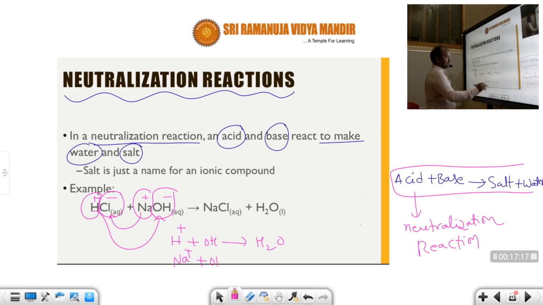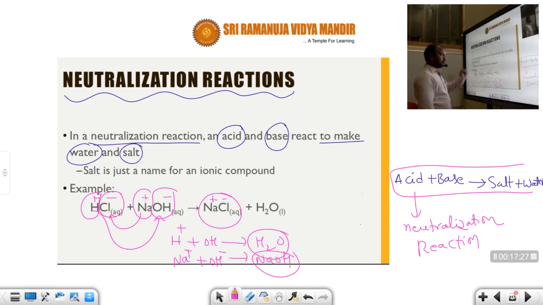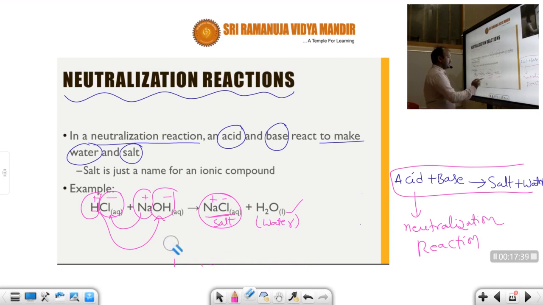And another one, what is it? Na+ attracts the Cl-. Na+ Cl-, what will be formed? NaCl will be formed. That's why on the product side, salt will be formed. Salt means the compound which contains both cation and anion, that is considered as salt. And what will be formed? Water. The H2O which is present in liquid state, that is called water. So this is called neutralization reaction.